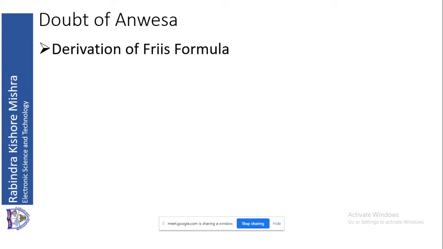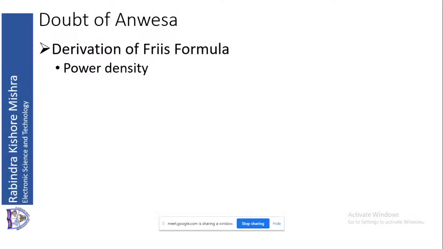So basically what we are going to do is find out the power density. So let us find out the power density. Give me a minute, the screen has become blank.